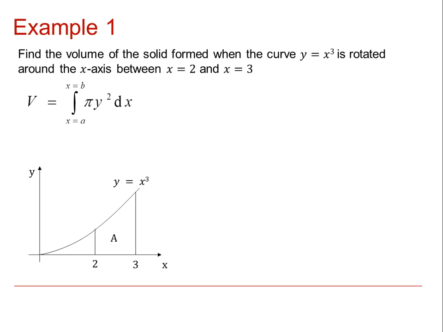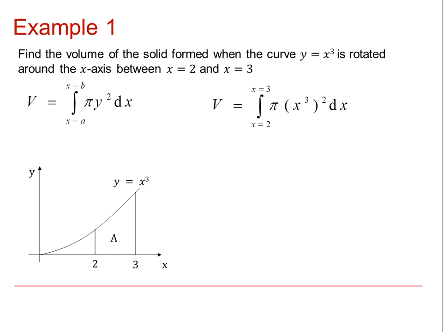As an example of that then, we're looking here at the volume of revolution from x equal to 2 up to 3 of the function y is equal to x cubed. So we know that the volume is given by the integral of pi y squared dx, so we just simply need to substitute for y squared. y squared will be x to the power 6, so that we get the volume is the integral from 2 to 3 of pi x to the power 6 dx.